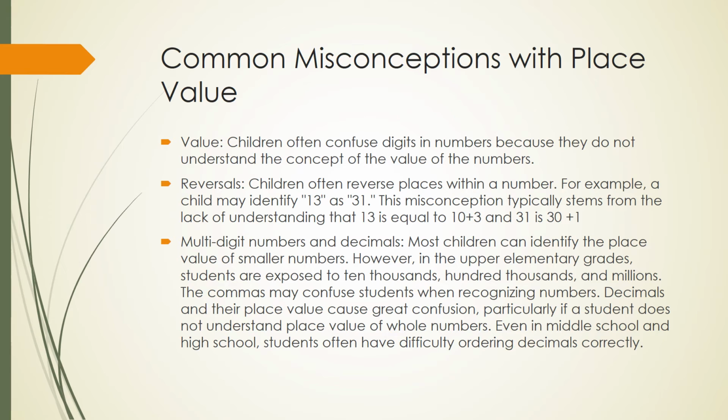There are some common misconceptions with place value. A couple of them we've talked about, but the first has to do with value, that children often confuse digits because they just don't understand the concept of the value of numbers. We did discuss that. The other thing that kind of comes along with the value is the common misconception of reversals. And that's when children reverse their numbers because they don't understand that the digit in the tens place is worth 10 of that particular number. So they'll frequently flip those numbers, not thinking that they're changing the value.